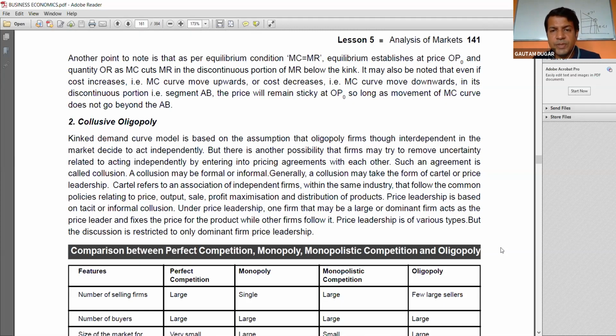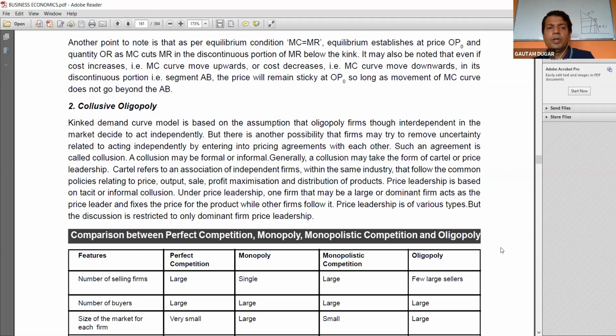Now, what is collusive oligopoly? Collusive oligopoly is basically called a cartel. When there are few firms, and the firms come together to decide the price or the output. Like OPEC, the Organization of Petroleum Exporting Countries. That is a collusive oligopoly. It is a cartel.